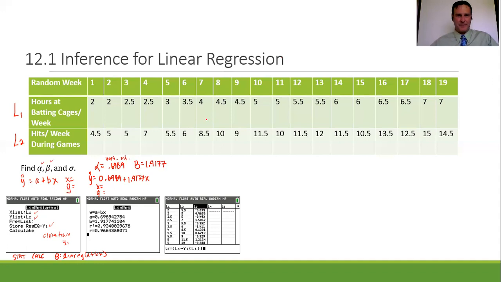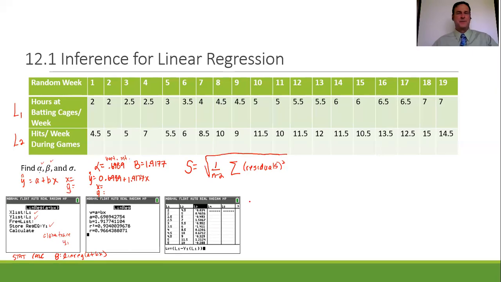My formula for S goes like this. I'm going to handwrite it out. I don't know why I didn't print it out ahead of time, but it's 1 over n minus 2, times the sum of the residuals squared.